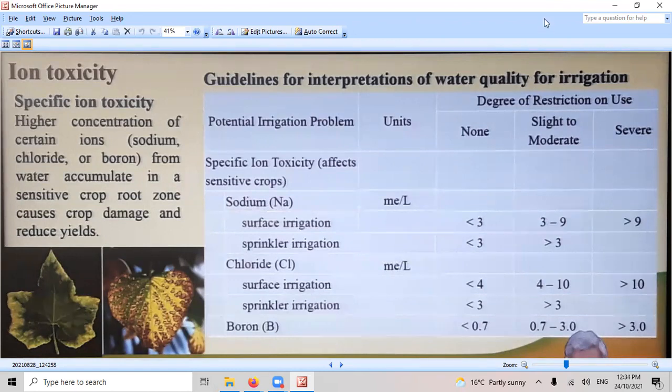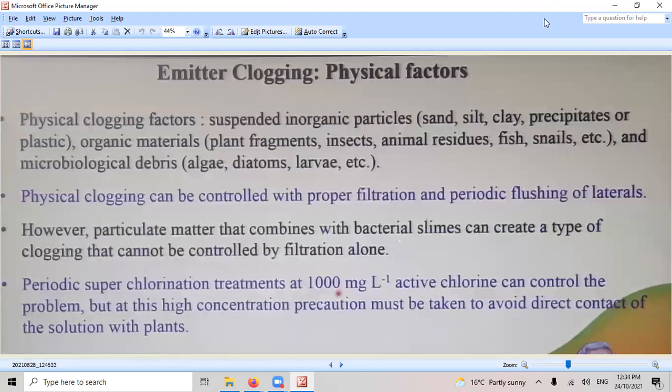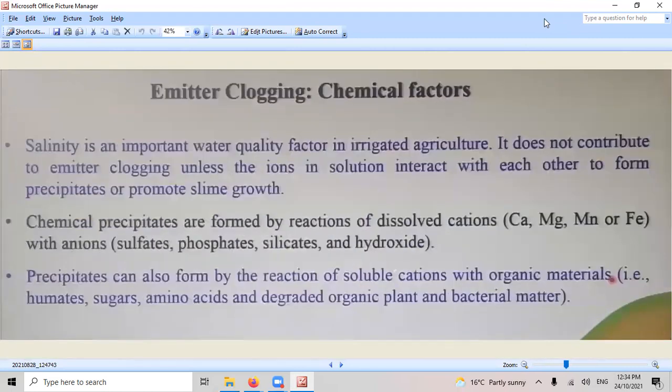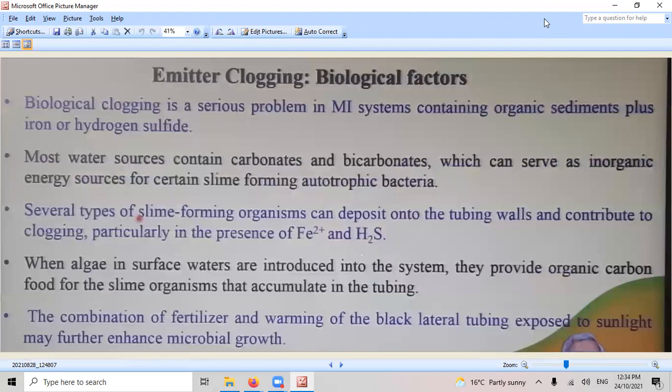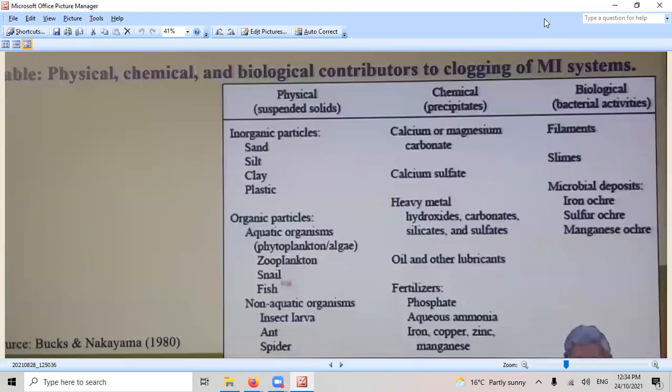That's how you can fix it. Clogging emitters, how do you fix that? You gotta flush or use organic. You use clean, clean sources.